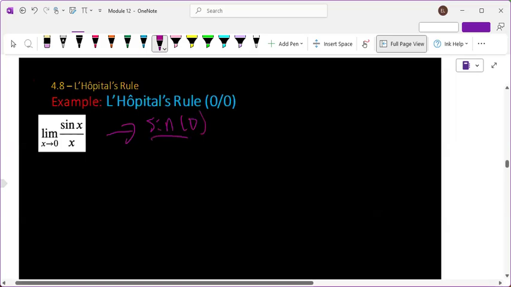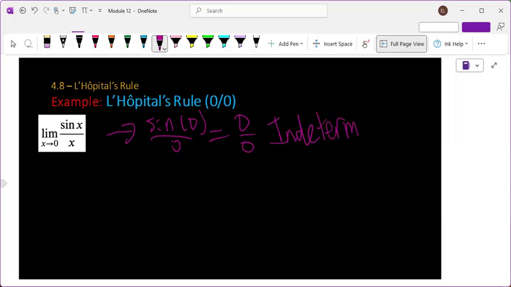So we do our checks. Sine of 0 is 0. So 0 over 0. Indeterminate. I hate that word. So now we can use L'Hopital's rule.